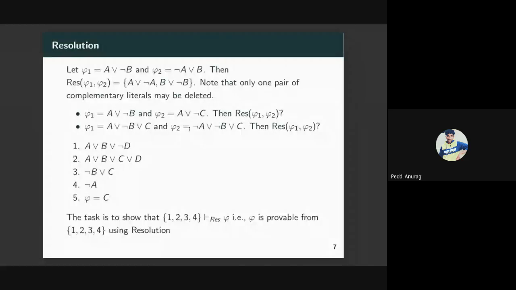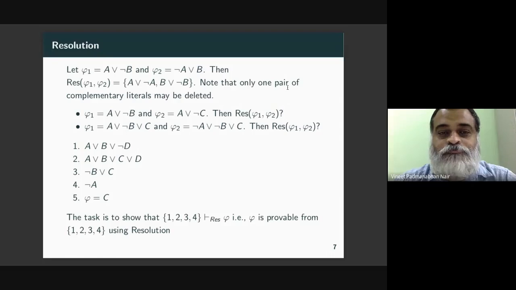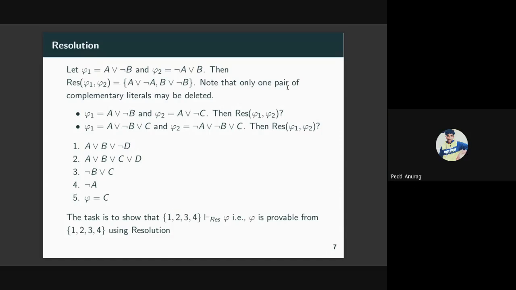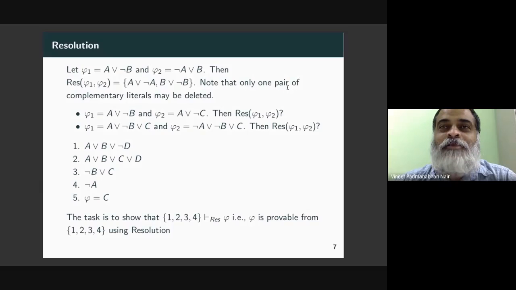So is it A comma not B or not C? No. We don't have any complementary pair here. The definition I have given is that only one pair of complementary literals may be deleted. There are no complementary pairs of literals, because both A's are positive, and one is not B, one is not C. So the resolvent is an empty set.